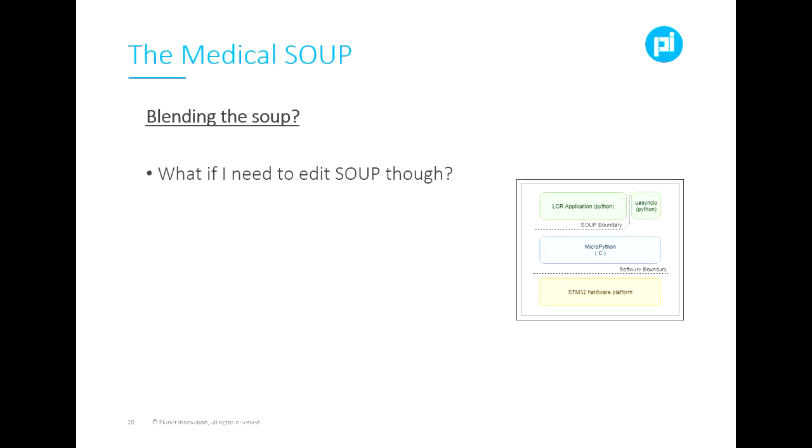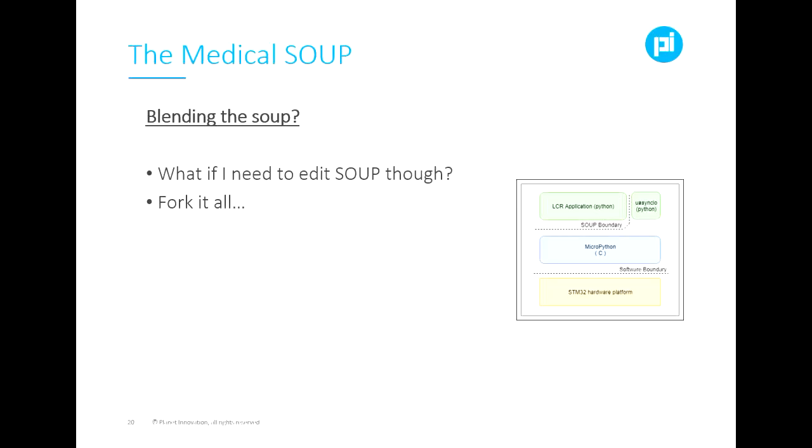It gets slightly more complicated if you need to edit code past that SOUP boundary. So for MicroPython, we wanted to add an SDRAM driver, because our board's got 32 megabytes of very comfortable RAM for us to use. The obvious initial option is to fork MicroPython and maintain our own fork forever and merge code back in and deal with all that, which adds overhead in future.